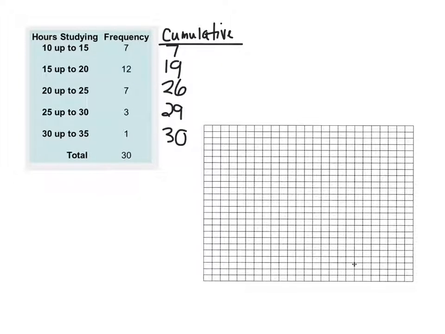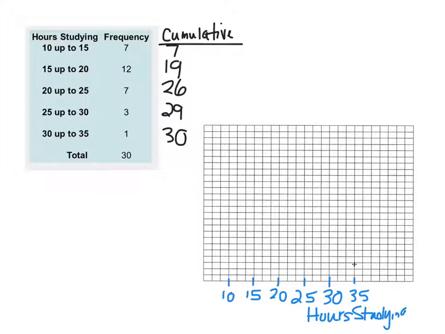Our next step is to put our scales on our axis. So we're going to start on the x-axis, and I'm going to start with 10, 15, 20, and these are all coming from my class limits, 25, and 30, and we're going to add our label. No, we should add a 35 here as well. And our label, hours studying. And labels on our graphs are very important.